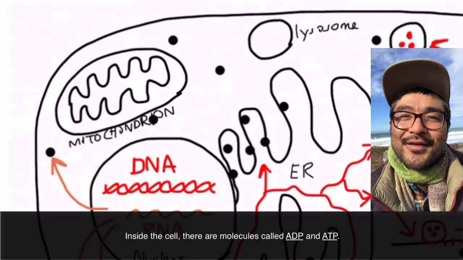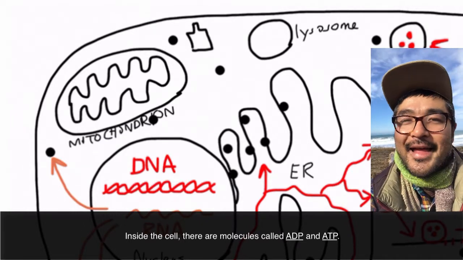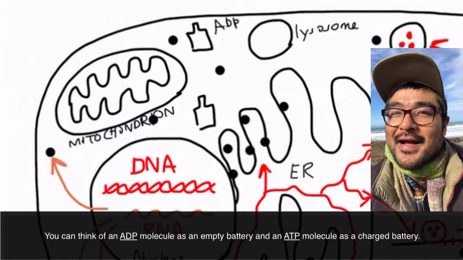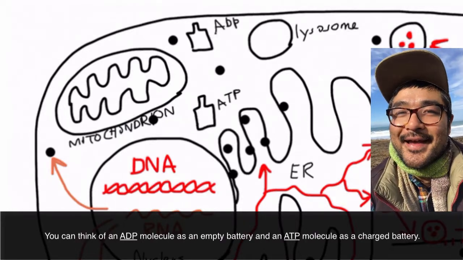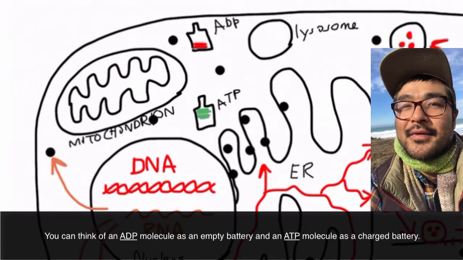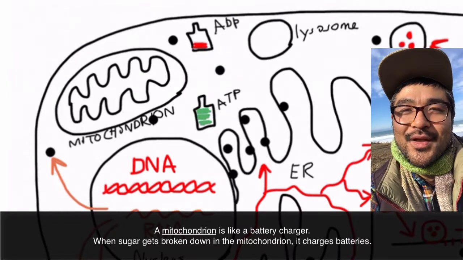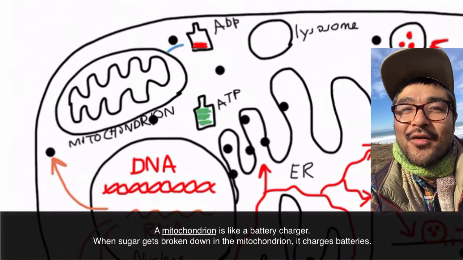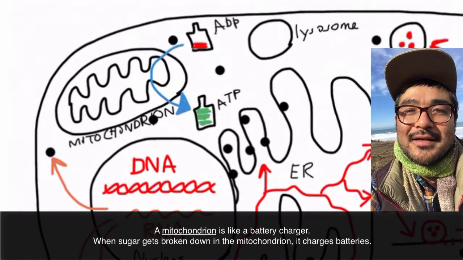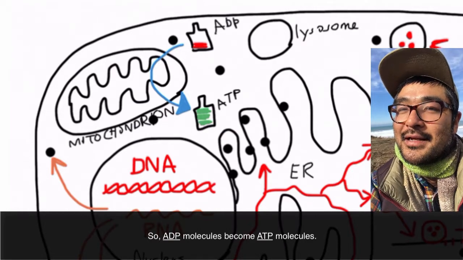Inside the cell, there are molecules called ADP and ATP. You can think of an ADP molecule as an empty battery and an ATP molecule as a charged battery. A mitochondrion is like a battery charger. When sugar gets broken down in the mitochondrion, it charges batteries. So ADP molecules become ATP molecules.